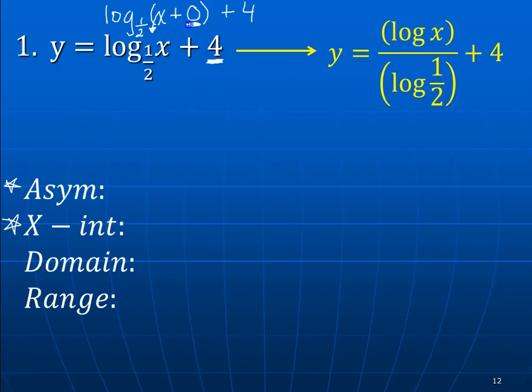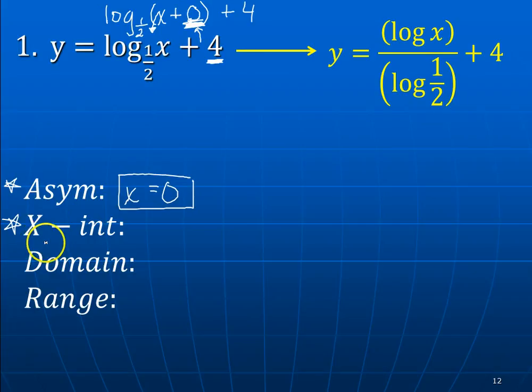So my asymptote right here, my x would be x equals 0. So that's my vertical asymptote for this one. Again, remember, since it's log, we're looking for that vertical asymptote, which is our x. So right there, that's 0.